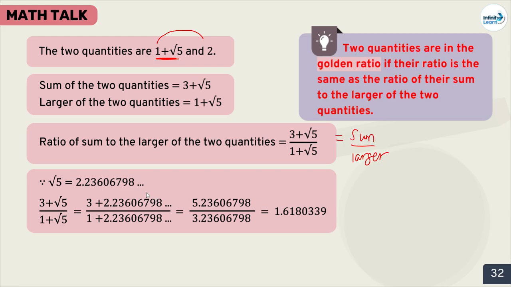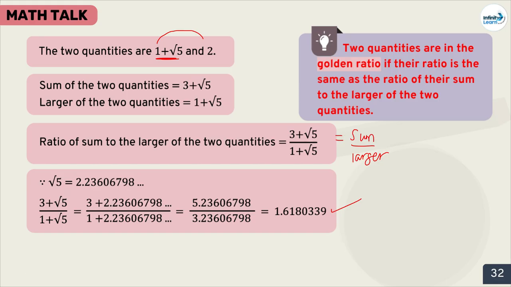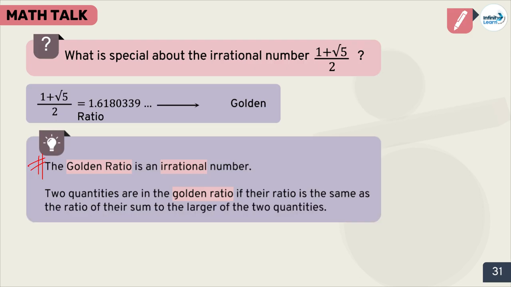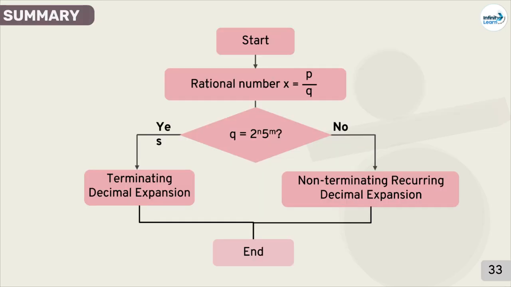Okay, the value of root 5 is 2.23. So 3 plus root 5 upon 1 plus root 5 is 1.6180. So what we are getting, this ratio is known as golden ratio. ऐसा कुछ इंपॉर्टेंट नहीं है, बस जनरल नॉलेज पर्पस. ठीक है, क्लियर? If the ratio is same as the ratio of their sum upon larger one, it is known as golden ratio. 1.6180339.